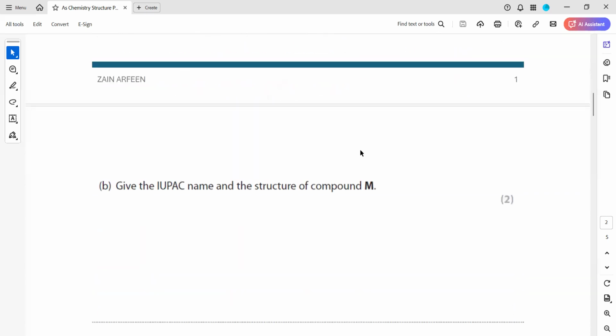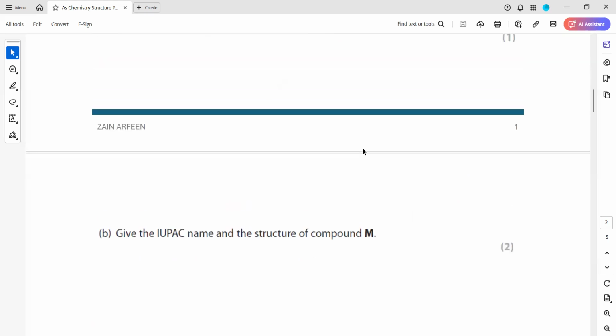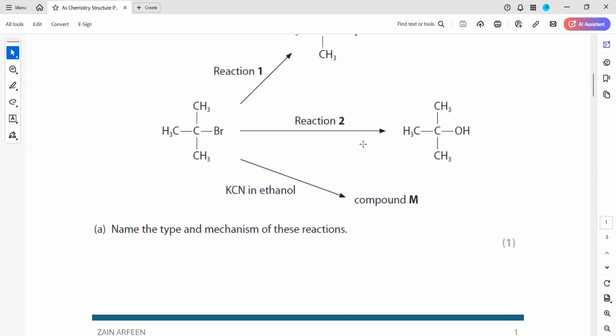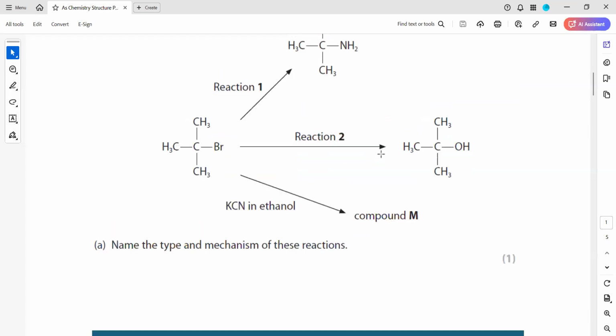Give the IUPAC name of the structure of compound M. So how can we name this compound M? First we'll complete the product. The CN will take the position of the Br. It will be a substitution reaction. So the structure of M will be H3C, C, CH3, CH3 and CN.